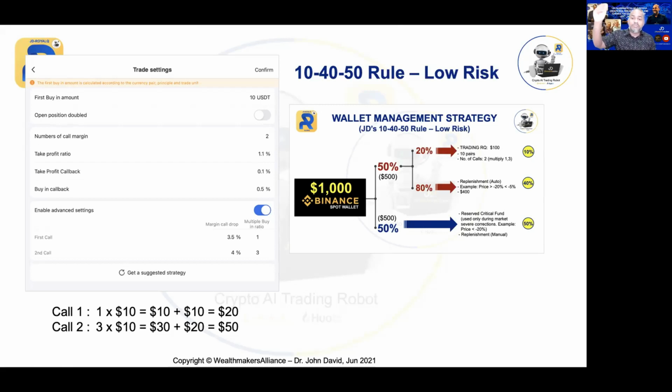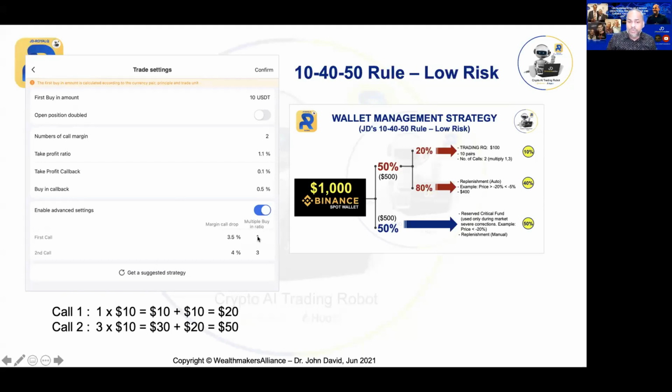So 1.1 minus 0.1, that will be 1% profit of the $10. Can you see that? Now, the market goes all the way up 0.5 and then actually comes down, and hits your first call at 3.5%. What I mean is, when the market goes down by 3.5%, the robot will automatically open another trade. And this is what we call a replenishment.